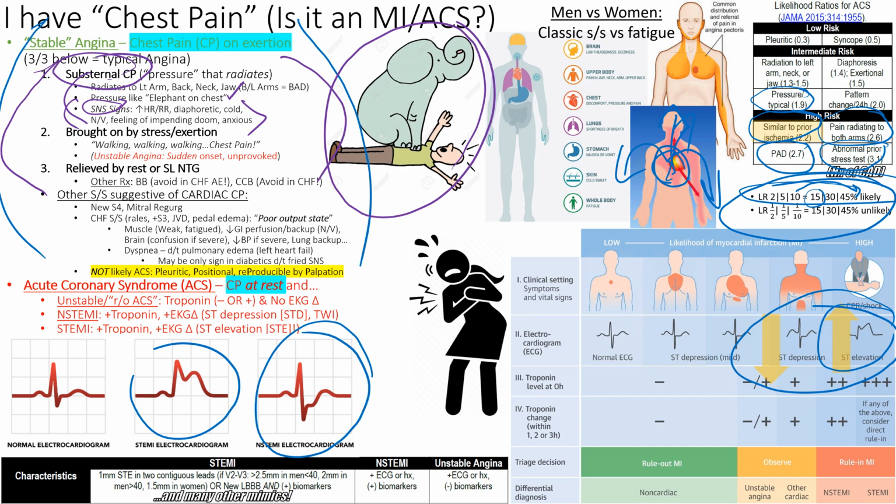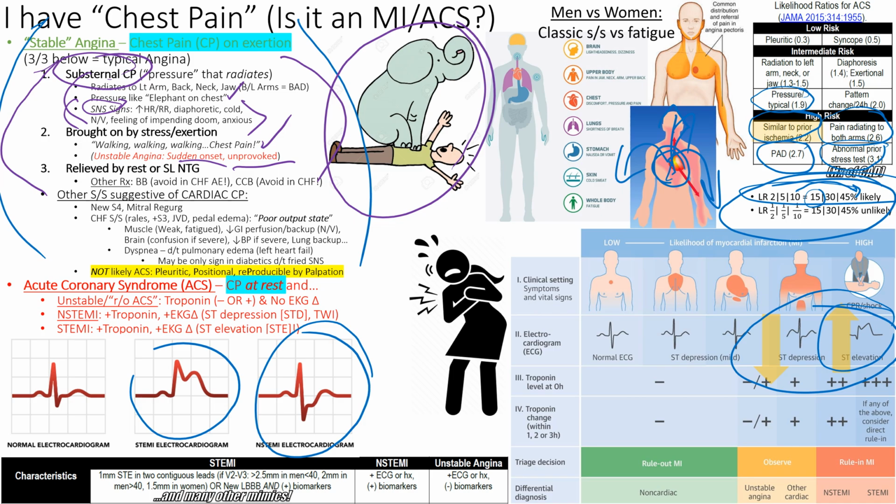So stable angina is brought on, of course, by exertion, right? Does unstable angina, the only difference is, did it happen at rest or not, right? So walking, chest pain. Unstable being unprovoked, sudden onset. And then relieved by rest or sublingual nitro, that tells you have stable angina, right?